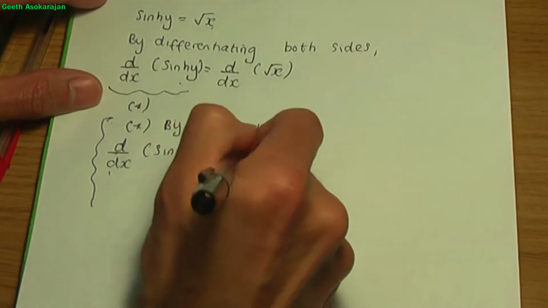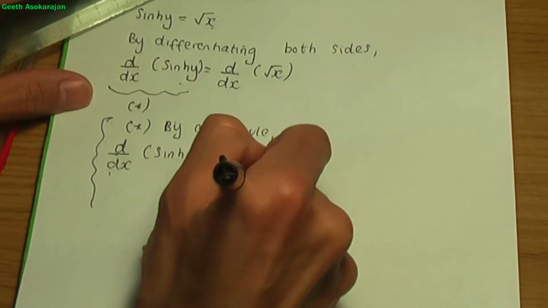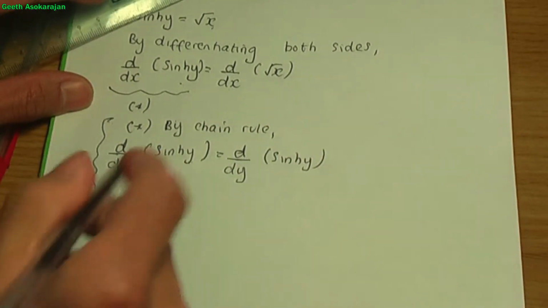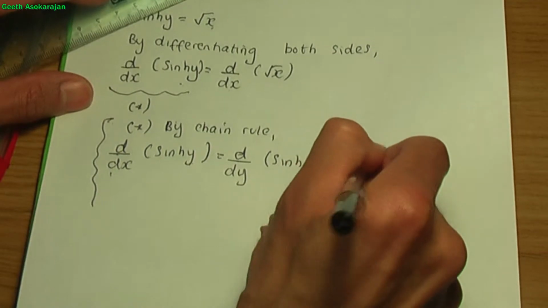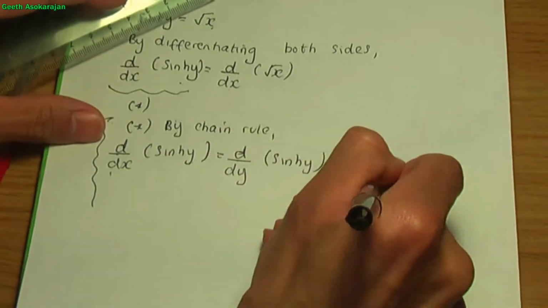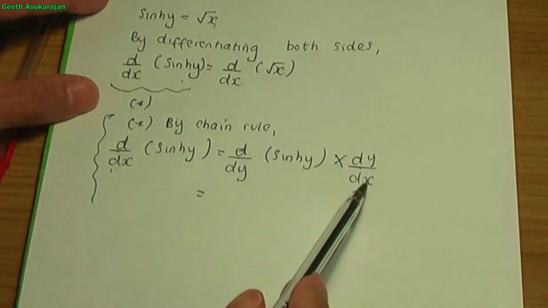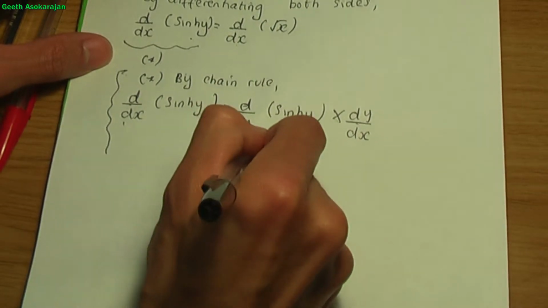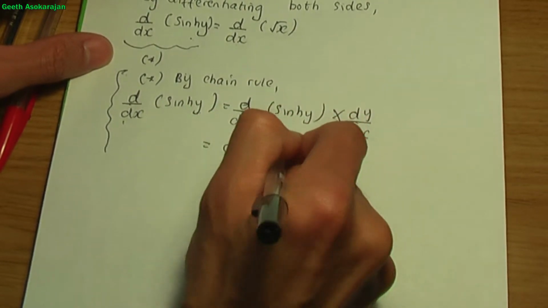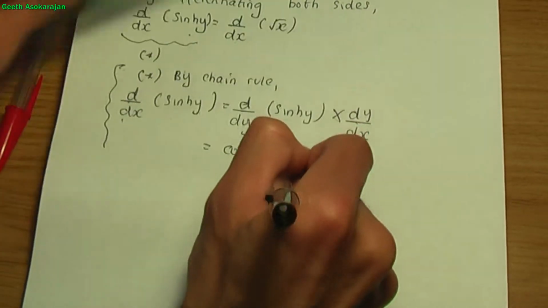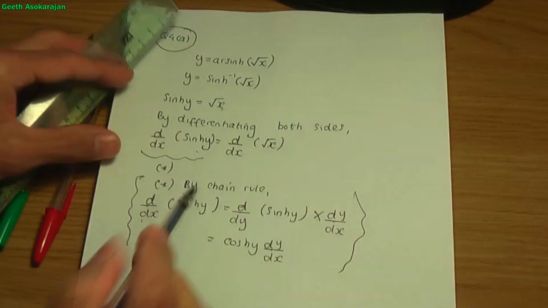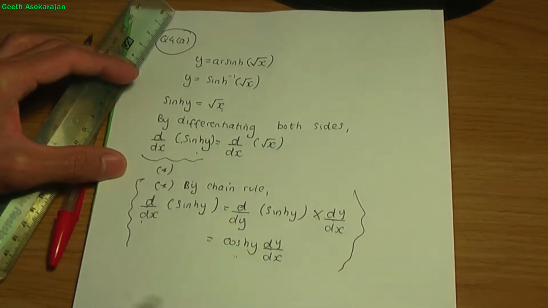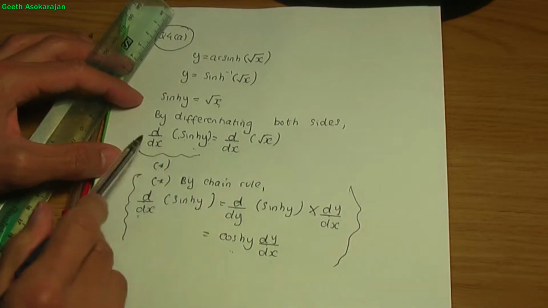So the chain rule says we need to differentiate that y term only with respect to y, so we differentiate hyperbolic sine y with respect to y, and then we multiply by dy over dx. That is the chain rule. Differentiating hyperbolic sine y with respect to y, we get hyperbolic cos y, times dy over dx, is hyperbolic cos y dy over dx. So that is the derivative when you differentiate hyperbolic sine y with respect to x. So let's include that in the main calculation.